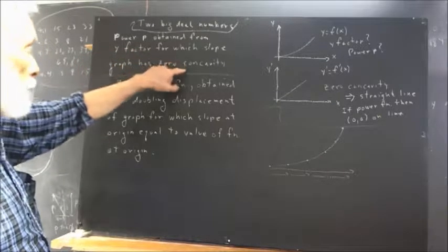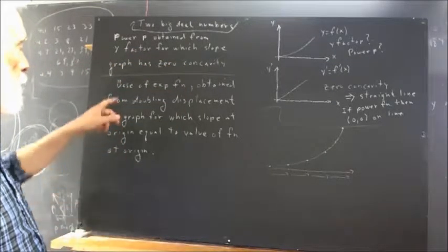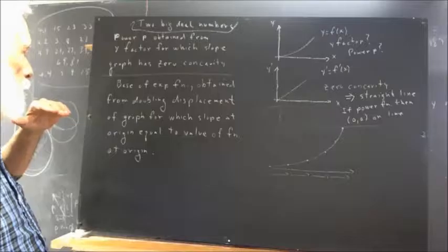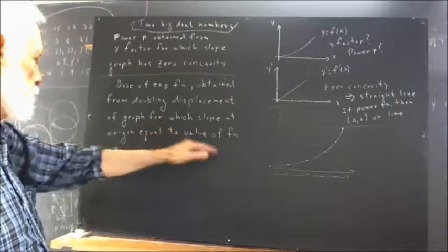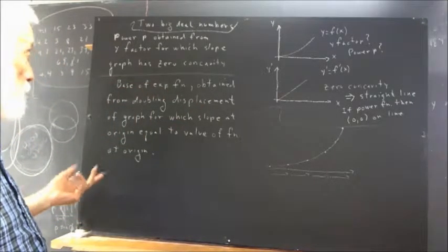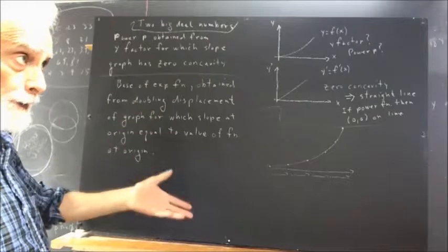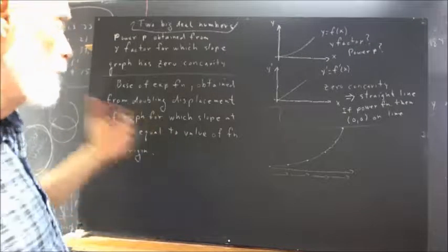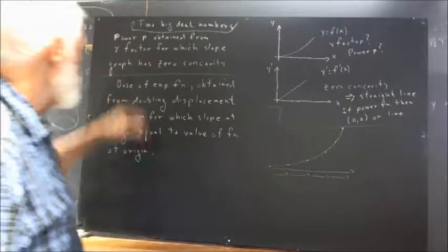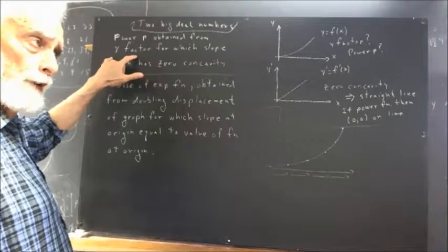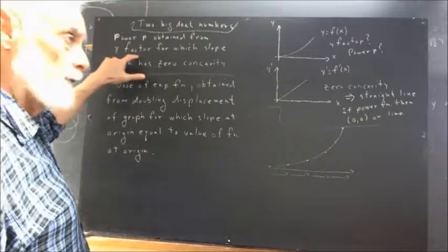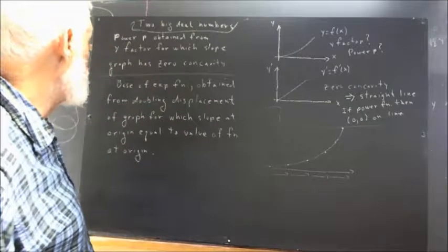And that's what we have originally looked for. And also the doubling displacement of the graph for which the slope at the origin is equal to the value of the function at the origin. Now, doubling displacement of what? Obviously of an exponential function, because for any other type of function we don't talk about a doubling displacement, or at least not a consistent doubling displacement. Just like with y factor, when we talk about doubling displacement without qualifying it, we're talking about an exponential function.